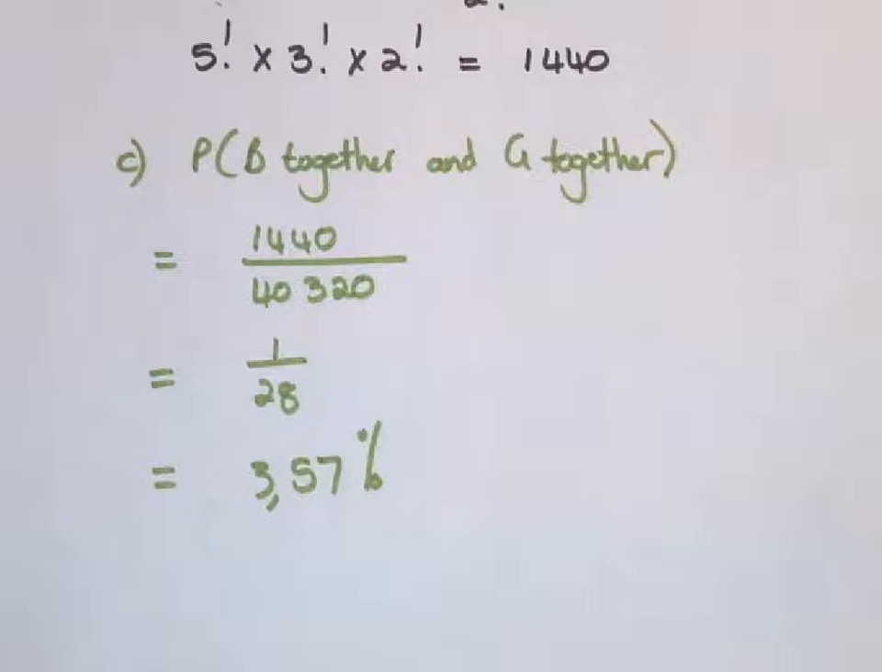Ma'am, could you re-explain A now? I don't understand A. There are 8 prefects, 5 girls, 3 boys. So how many ways can you arrange them? 8 factorial.